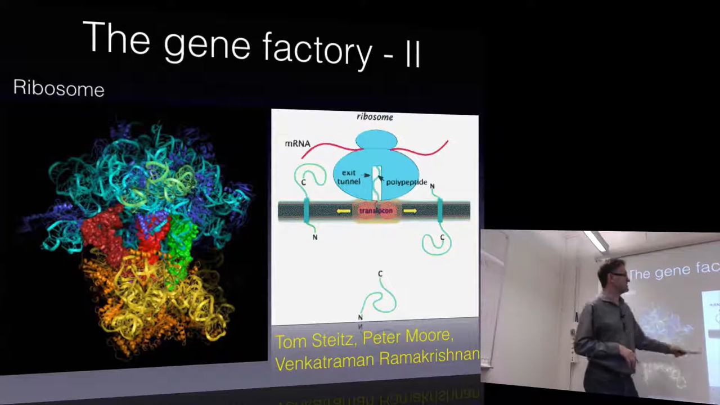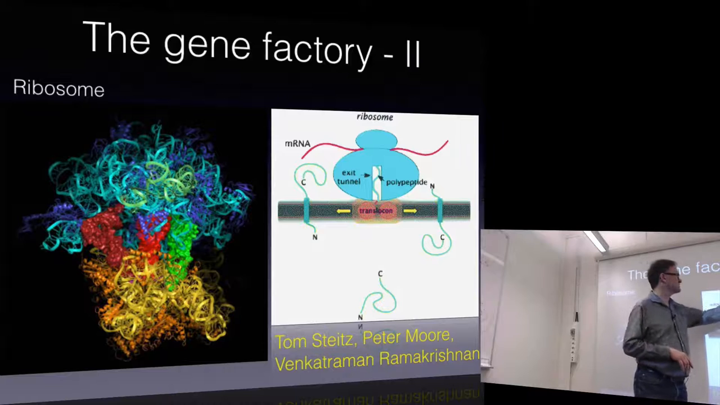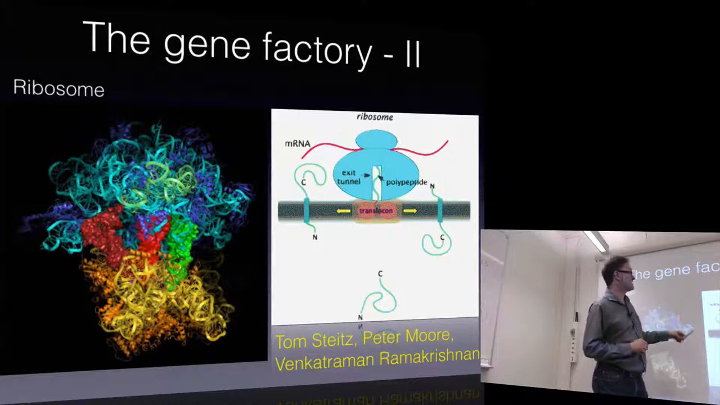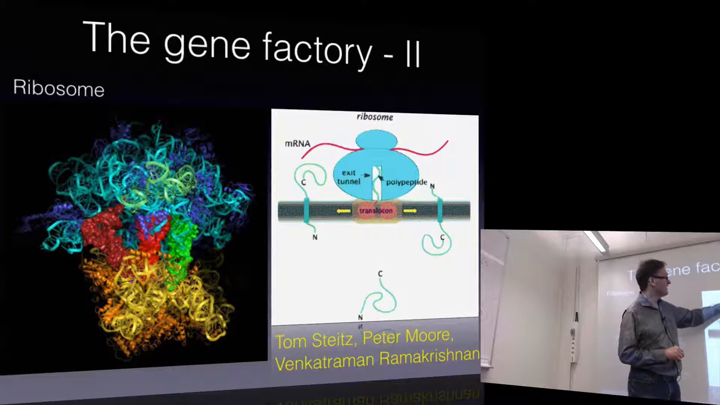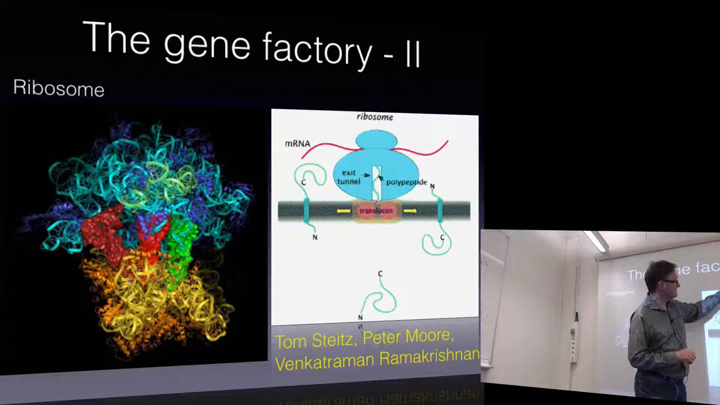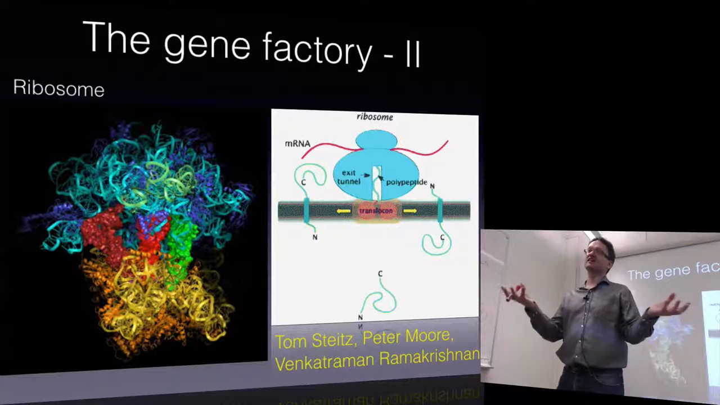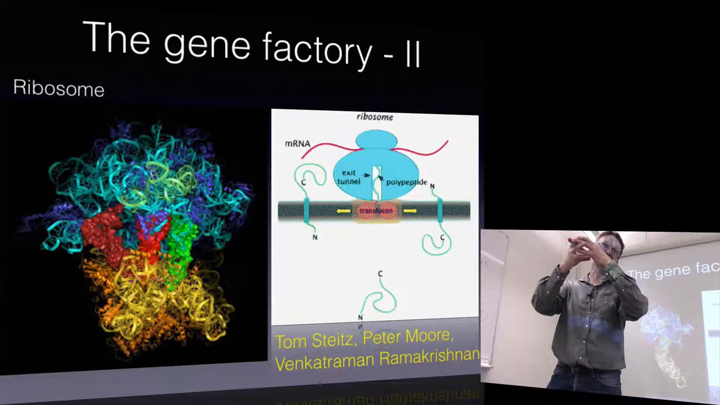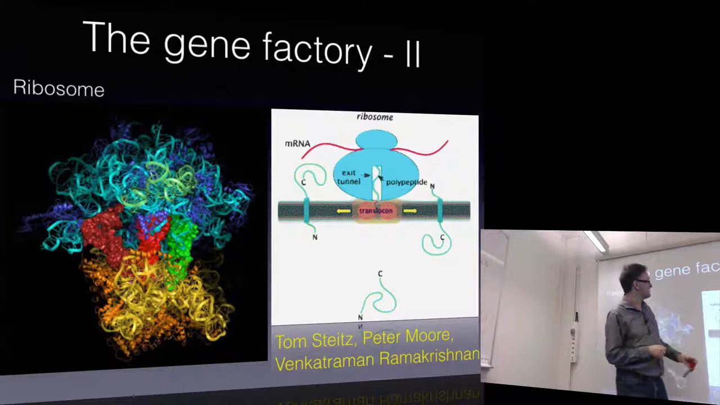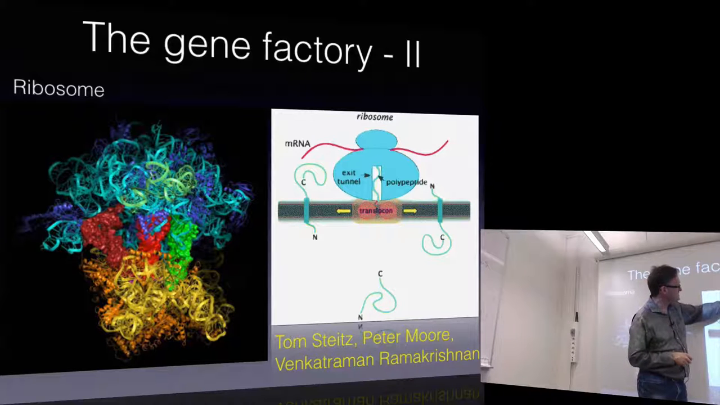The second part of the gene factory is the ribosome, which when I was your age we drew something like this. We knew that there were two parts of it, but we knew nothing of the details. What the ribosome does is that it takes this messenger RNA, and inside here you bind some amino acids, and then the ribosome stitches these amino acids together. Exactly the reaction that I spoke about, right? One amino acid binding to the next one. And then the ribosome puts out what you call the nascent chain.